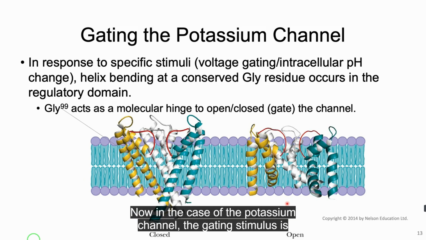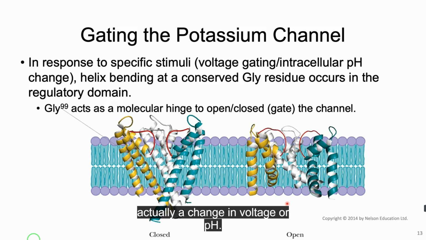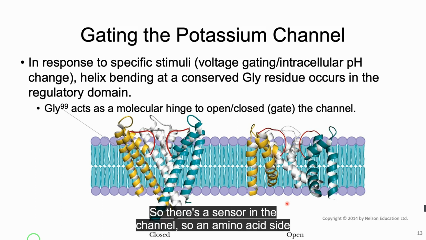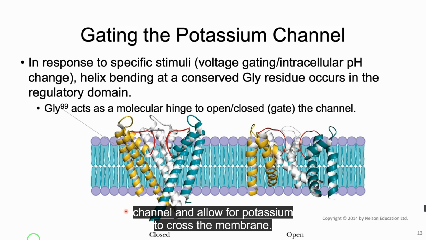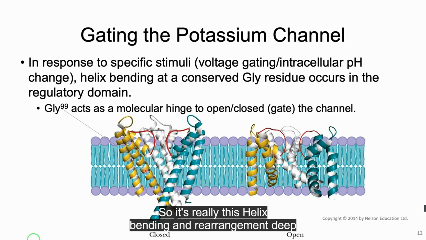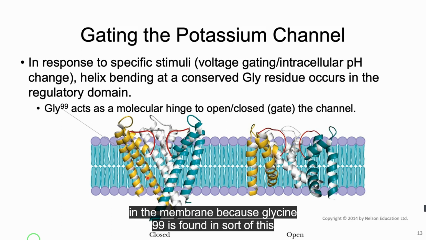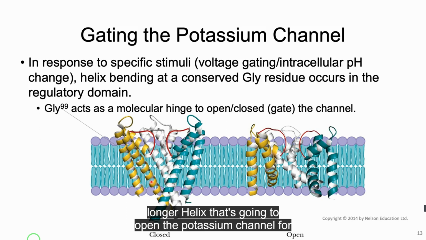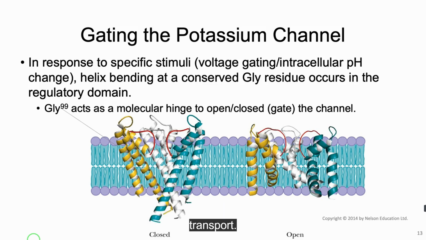Now, in the case of the potassium channel, the gating stimulus is actually a change in voltage or pH. So there's a sensor in the channel, an amino acid side chain, that can actually sense these changes to allow for these conformational changes to occur in the helices and then open the channel and allow for potassium to cross the membrane. Okay, so it's really this helix bending and rearrangement deep in the membrane, because glycine 99 is found in sort of this longer helix, that's going to open the potassium channel for transport.